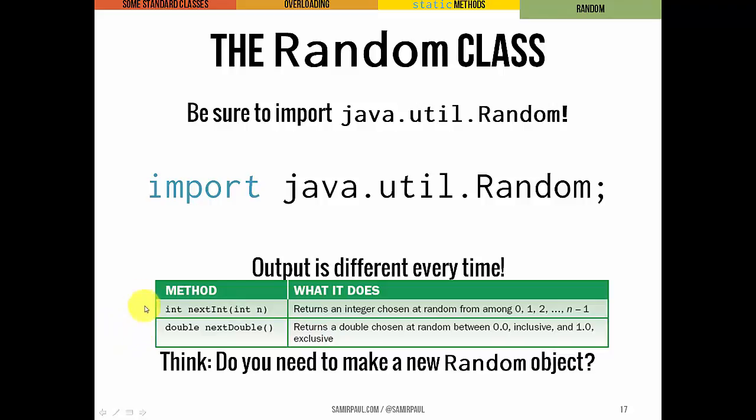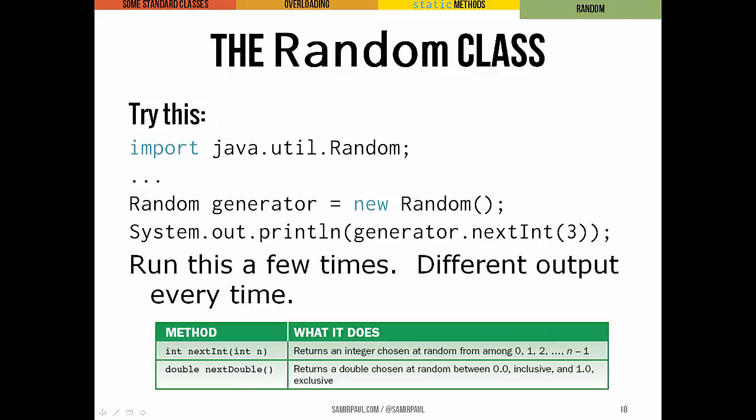We don't have the static keyword here. So do you think you need to make an actual instance of the Random class, or can you call it in the same way you called the Math methods? Okay. And the answer is yes, you do have to make an instance of the Random class, because those methods are not declared as static.